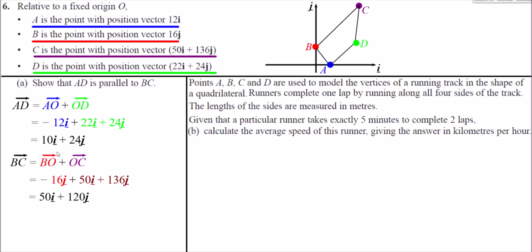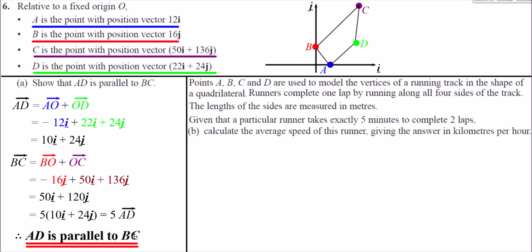And if we compare AD to BC, hopefully you can quite clearly see that BC is 5 times bigger than AD. So if I factorise out the 5, like so, then we can explicitly see and make it very clear to the examiner that we know exactly what we're doing. We've factorised out the 5, we've got AD in brackets essentially, but to be perfectly clear, this is 5 lots of AD. So you need to show as clearly as possible that BC is some multiple of AD, or you could show that AD equals 1/5 of BC alternatively, and then conclude that therefore AD is parallel to BC.